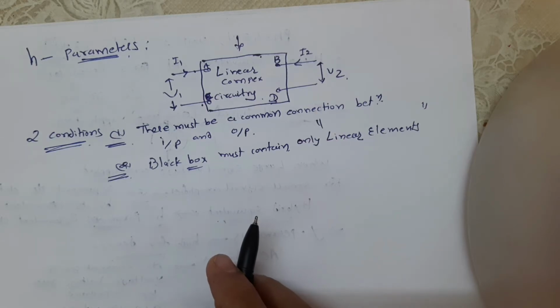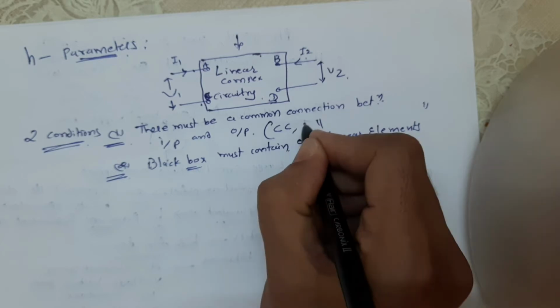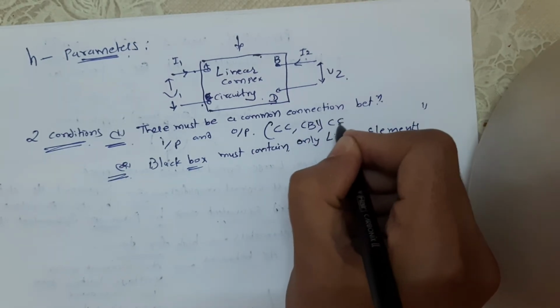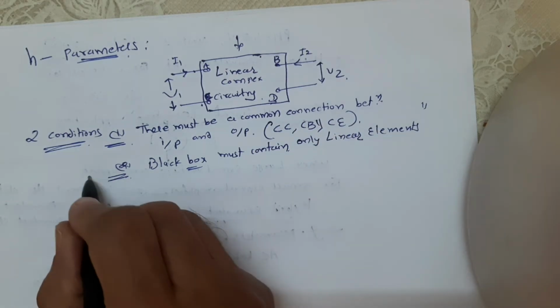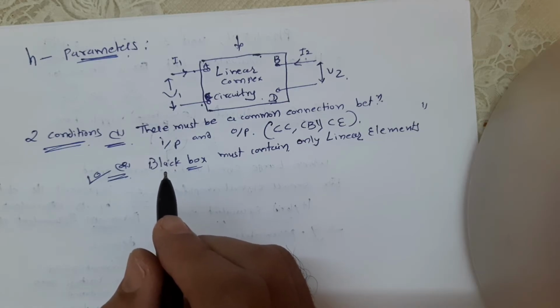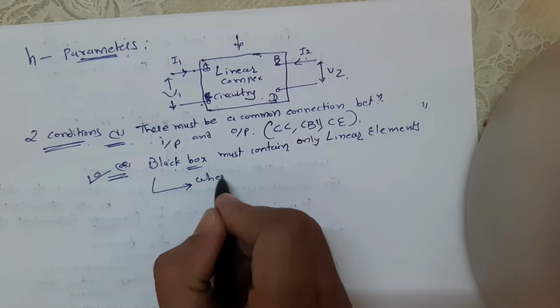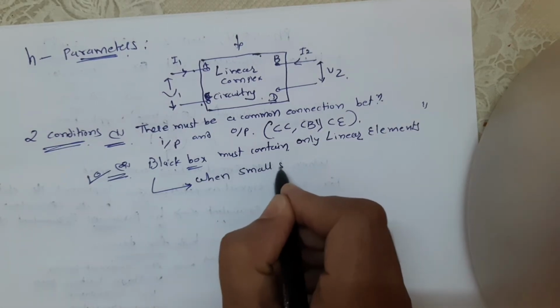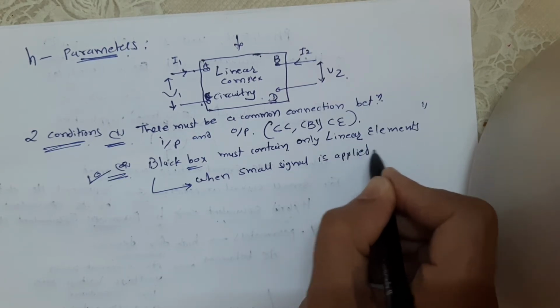The first condition is met in common base, common emitter and common collector amplifiers. The second condition is valid when a small signal is applied to the amplifier circuit.